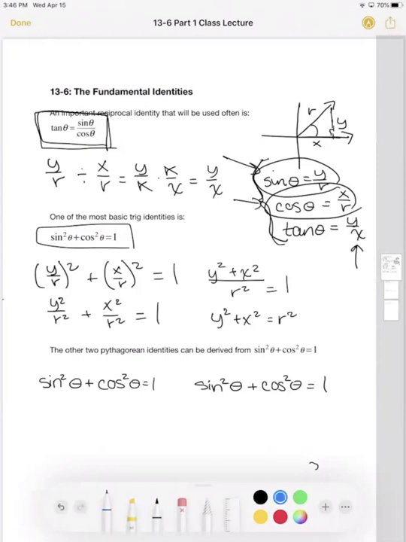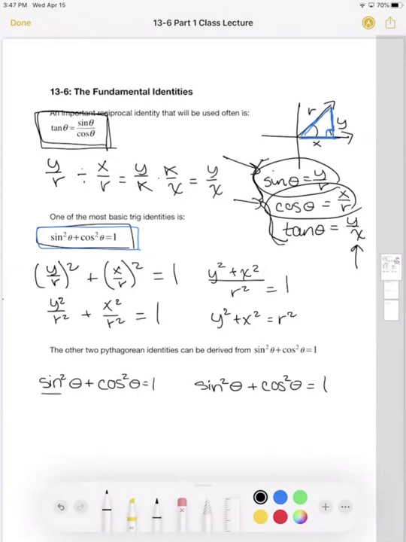Now let's go ahead and go blue and go back up here. Does y squared plus x squared equal r squared when I have a right triangle? Absolutely. And so we have just shown that the sine squared of an angle plus the cosine squared of an angle is equal to 1. Now, once you know that, we can derive the other two Pythagorean identities that are at the bottom of that gray table on page 636.